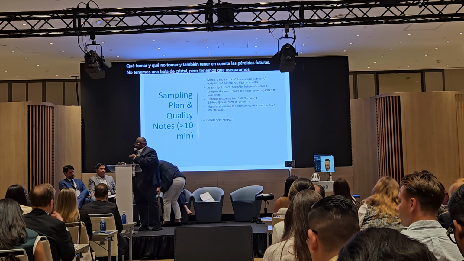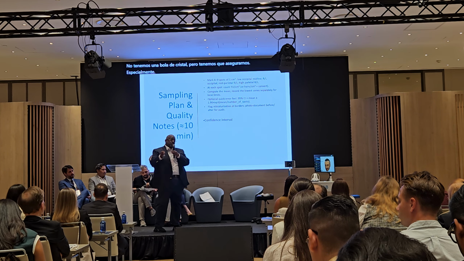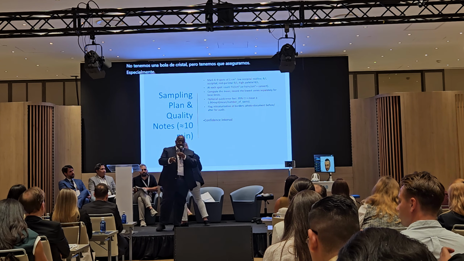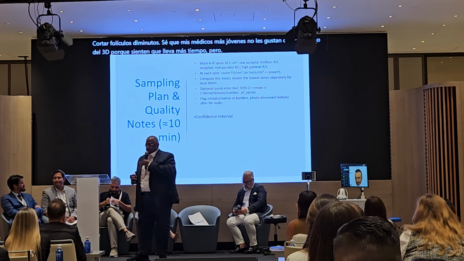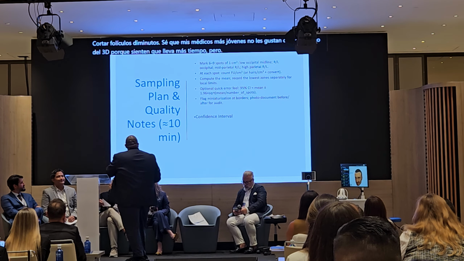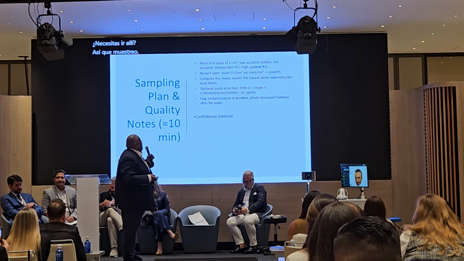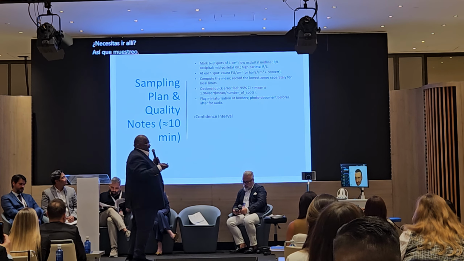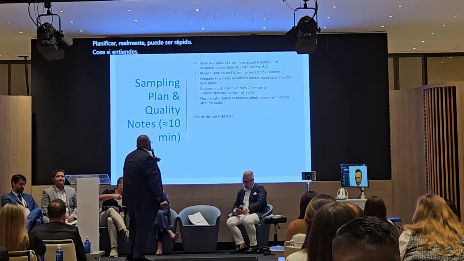I know my younger doctors, they don't like using the 3D because they feel like it's taking more time, but you need to go there. Really, it can be a quick thing. If you understand, you can mark a few spots and you can count the number of follicular units in each of the spots.